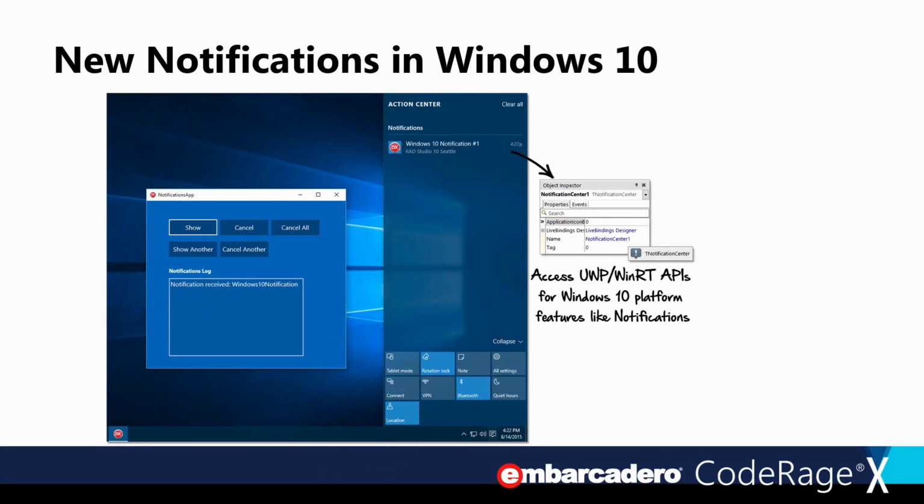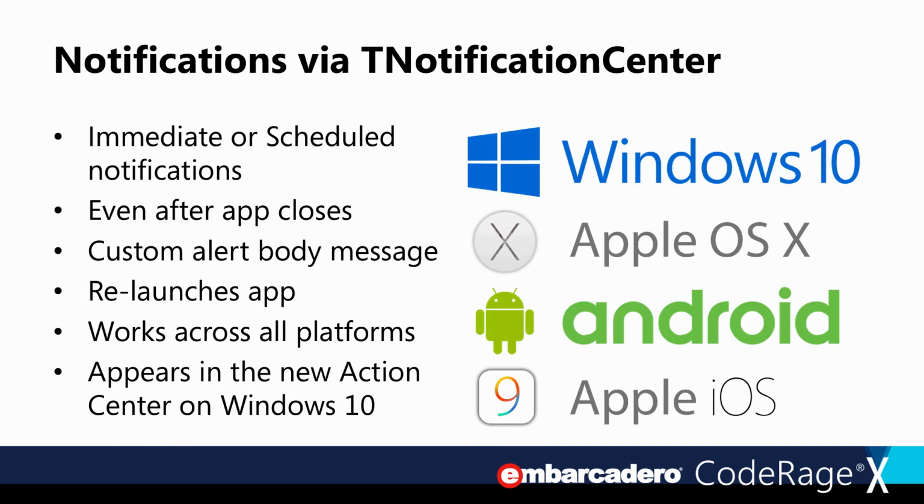So in Windows 10, we can take advantage of creating notifications from our applications. This is done through the TNotificationCenter. Now the TNotificationCenter exists and works across all four platforms: Windows 10, OS X, Android, and iOS. So you can schedule notifications or post them immediately. If they're scheduled, they can occur after your application is shut down, and the user can tap the notification and relaunch the application.